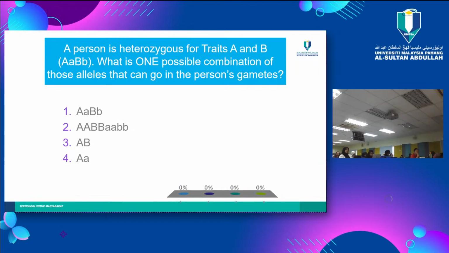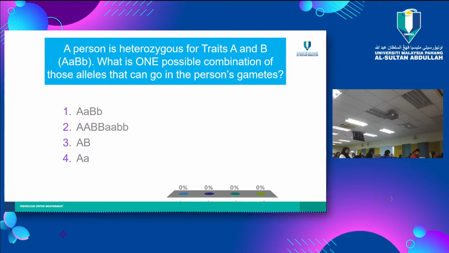Okay, so let's solve this together. If a person is heterozygous for dominant traits A and B, so this is the genotype. When we say heterozygous, then we know that this is the genotype. If you're not given this one, you can understand that if heterozygous for traits A and B, you already know that is the possible arrangement of the genotype. So what is one possible combination of those alleles that can go in the person's gametes? So you have AB.